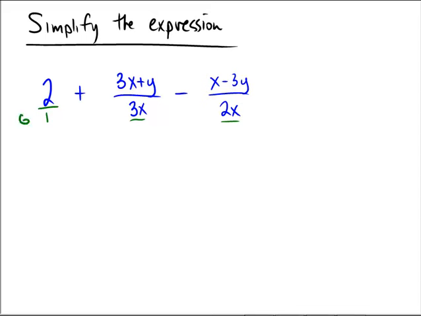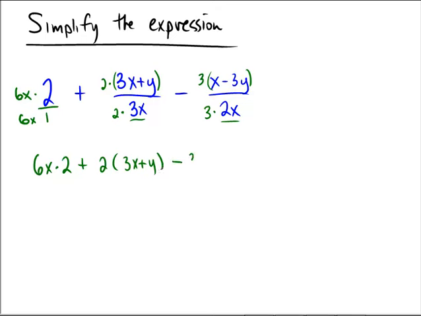For the first one, we're missing 6x, so I'm going to multiply 6x on top and bottom. The second one is just missing a 2, so I'll multiply by a 2. And then the third one is just missing a 3, so I'm going to multiply by a 3. So when I come down to my next line, I have 6x multiplied by 2, plus 2 multiplied by 3x plus y, minus 3x minus 3y, and this all now has a common denominator of 6x.